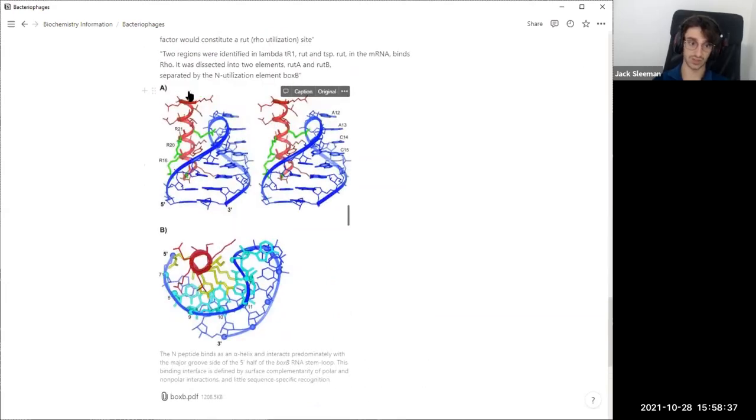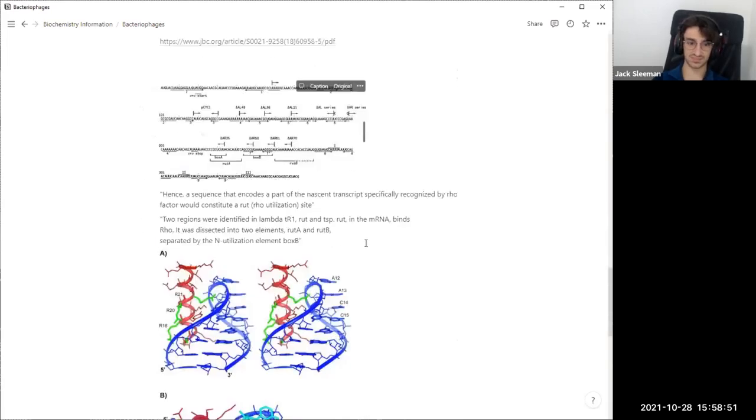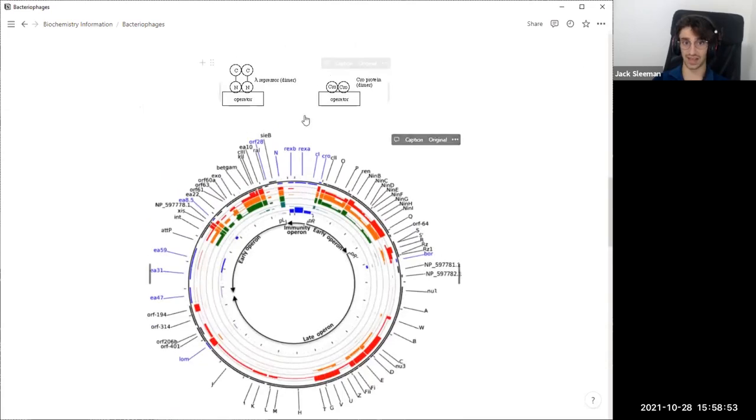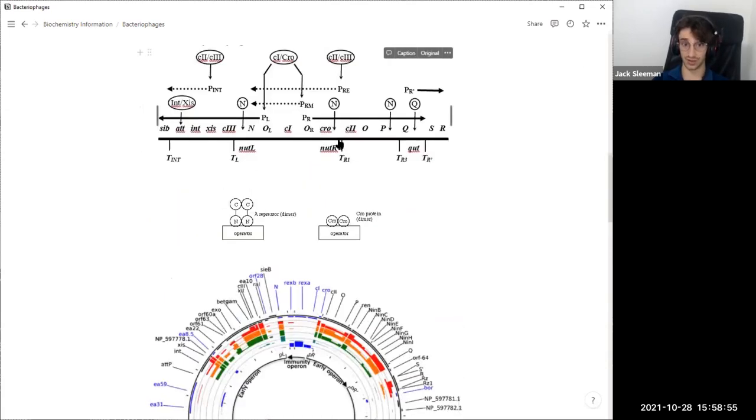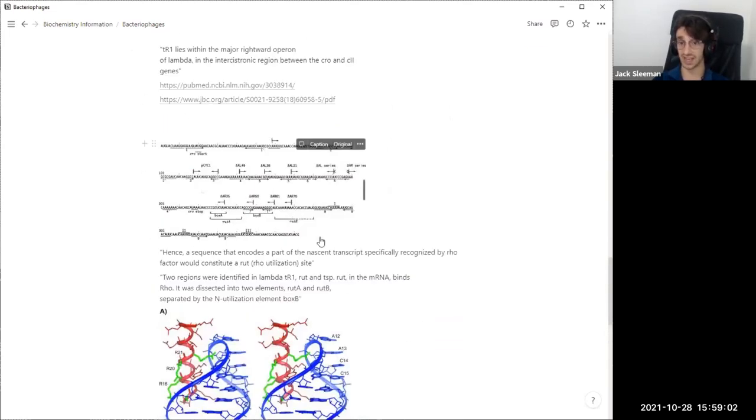These are cryo-EM structures. So this is N right here. It's a short polypeptide that binds to the DNA here. And once it does that, I have this little thing here. It binds predominantly with the major groove. Whatever. It doesn't say what it does. I think what it does is it allows the read through of this right here. So maybe N by binding there makes it so that the Rho helicase can't bind to rut A and rut B or something like that.